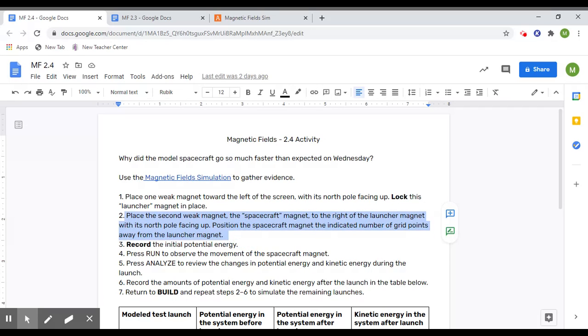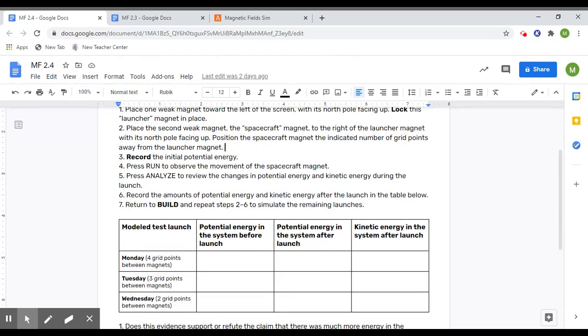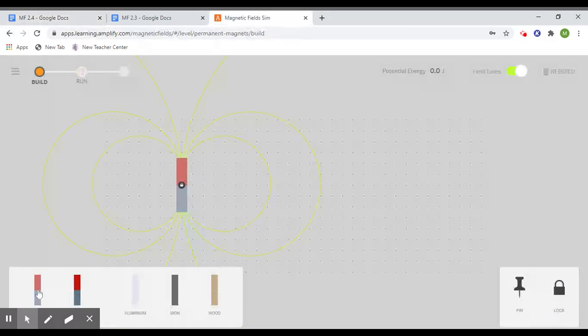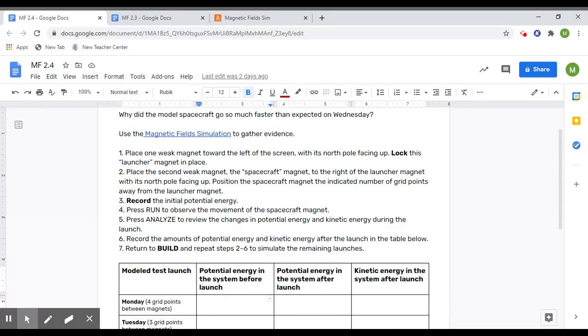Position the spacecraft magnet the indicated number of grid points away from the launcher magnet, and that you'll get from this table down here. So for Monday's test, which we'll do together, or I'll demonstrate for you now, it will be 4 grid points between the magnets. So I'm going to go 1, 2, 3, 4. 4 grid points between, so it'll be like this. And I'm going to record my potential energy, 2,722. Okay, and that's my initial potential energy.